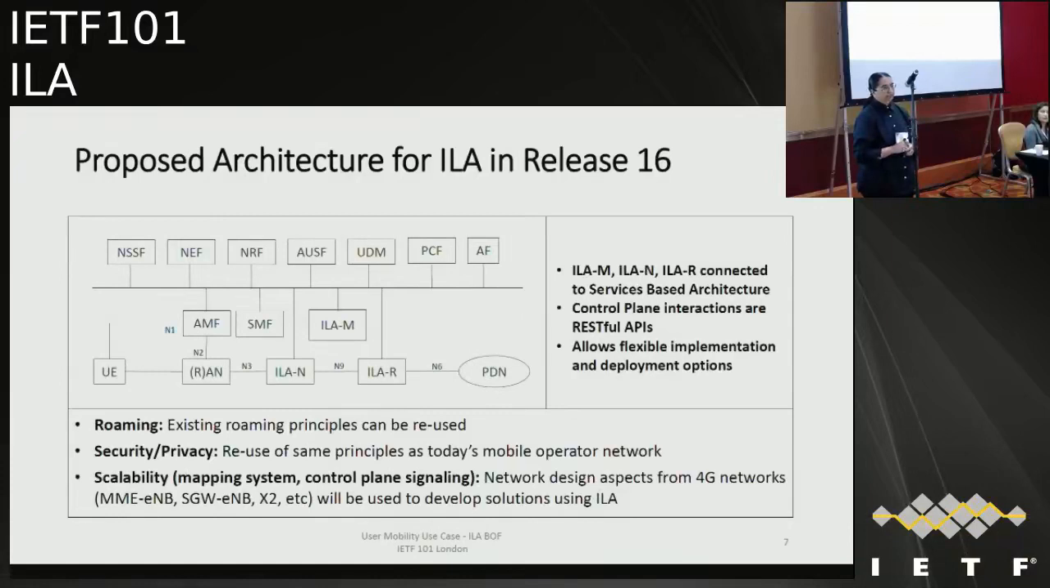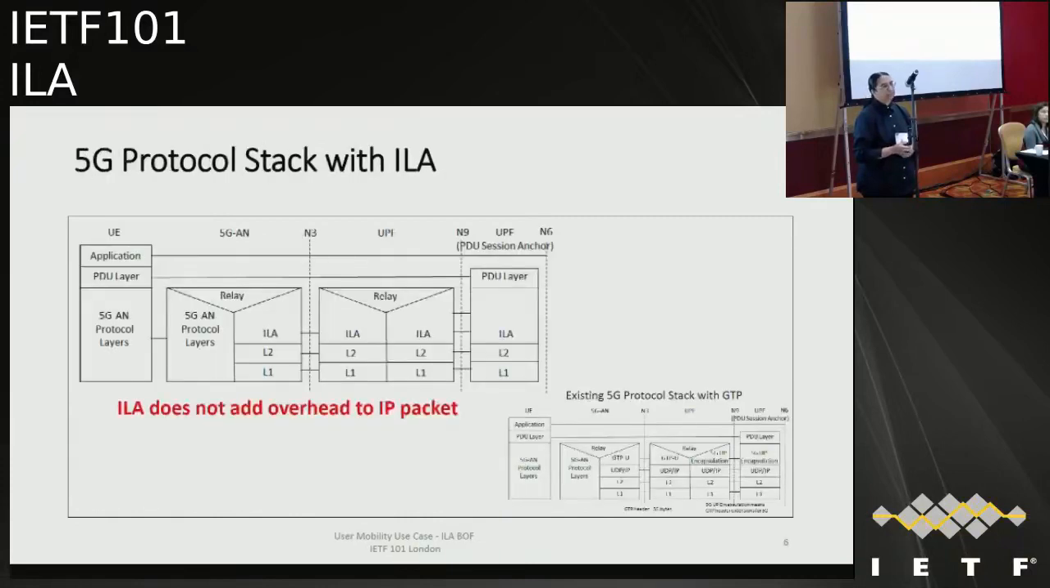Just one other clarification from the previous slide where you showed the stacks. In the PDU layer, is there an IP header? The PDU as defined in 3GPP can be an IP packet, it can be an Ethernet packet, or it could be an unstructured packet. So this is IP in ILA for a normal IPv4 or IPv6 PDU session? IPv6 only. No, it's IP in ILA. The IP packet could be anything. The payload could be anything.